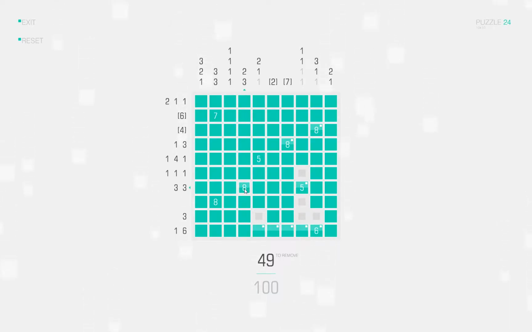In this column, this 8 has to be a part of the last 3 here, because there cannot be a 3 here, because then this has to be a space. So the 3 has to be this, this, and this, or this, this, this, or this, this. It can go either way, but in common they have this. Because it's a 3, it could be 1, 2, 3, so it cannot be this one.